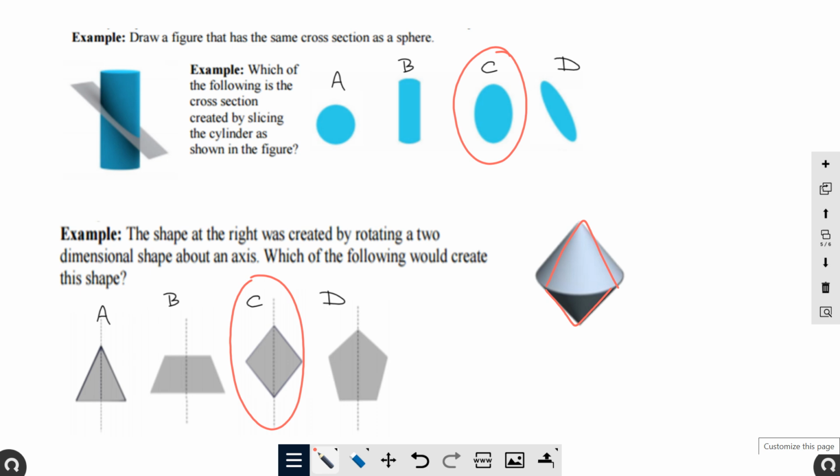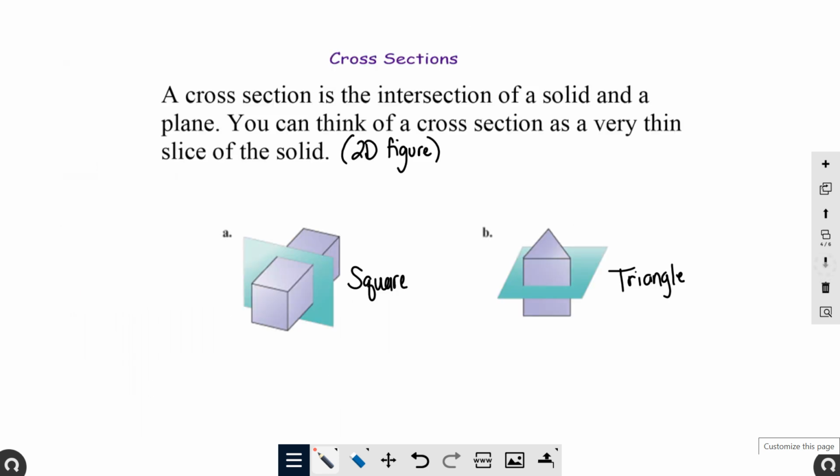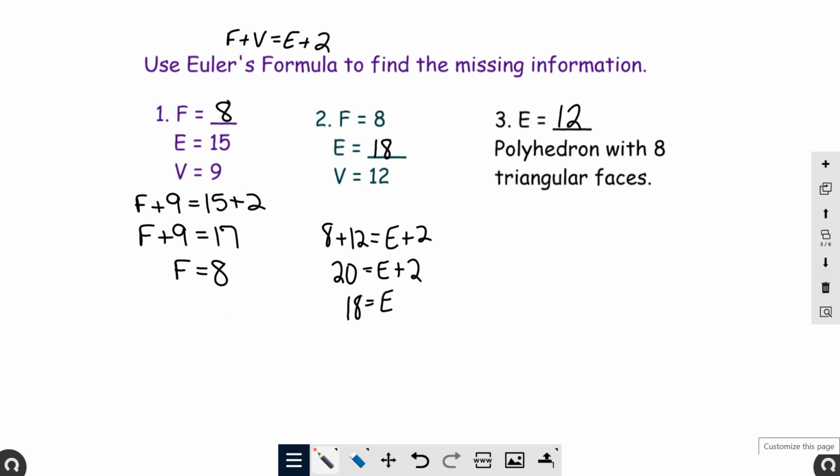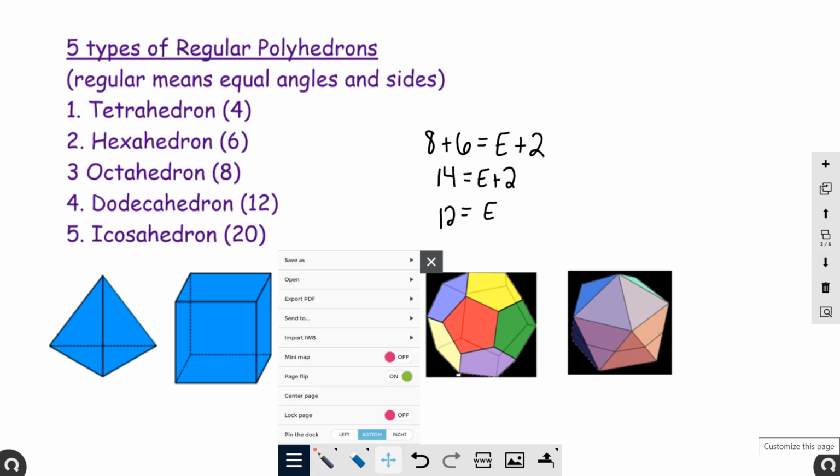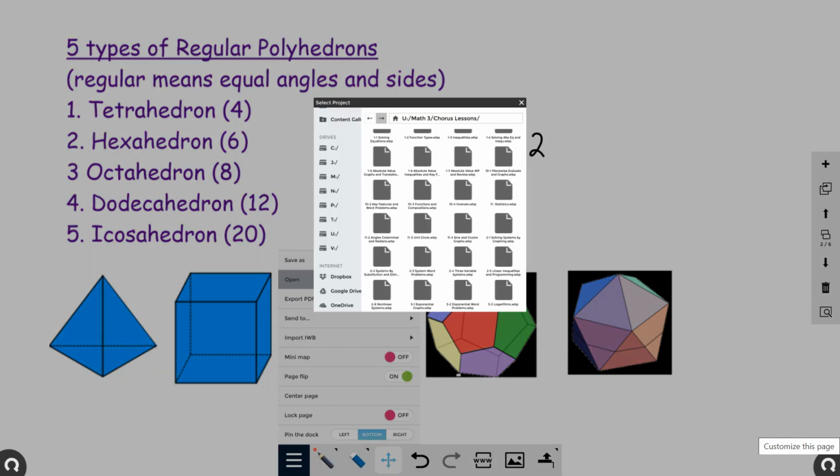That is all the information that I have about polyhedrons. So that is part of your homework, is just matching these up, looking at cross sections, using Euler's formula to figure out what you're missing, and then knowing these 5 shapes. So now we're going to move on to prisms and cylinders.